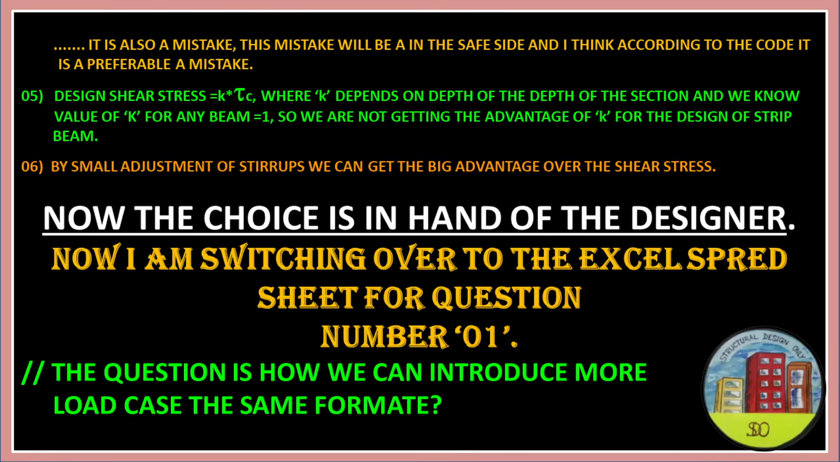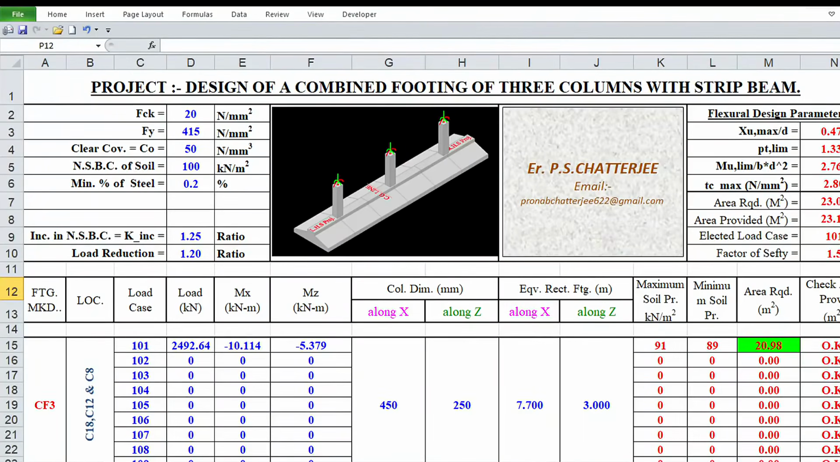Now I am switching over to the Excel spreadsheet for question number 1, that is introduction of more load case in the same format. Welcome to my Excel spreadsheet for the design of a combined footing of 3 columns with a strip beam. Now I'm going to give the answer to the first question of Mr. T. Narayan Murthy. As per the question, how we can introduce more load case in the same format.